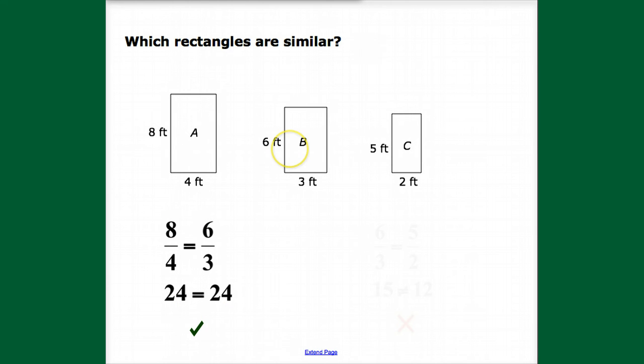So trying the same thing with B and C, I'm going to have 6 over 3. Does that ratio compare equally to 5 over 2? And when you do cross products, you'll notice that it does not. 15 is not the same thing as 12.